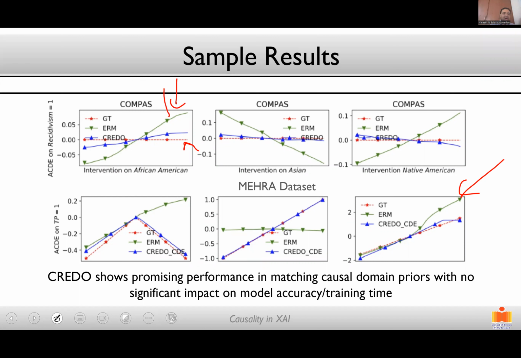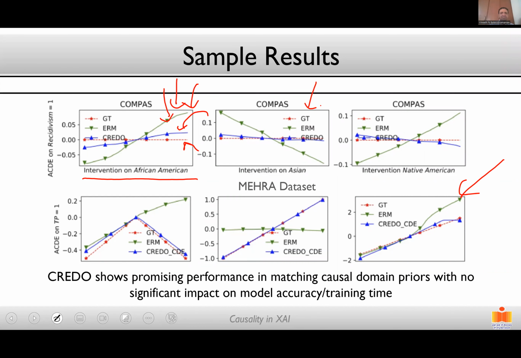If you simply train a model using standard machine learning, which is called ERM, empirical risk minimization, which is the green curve, it shows that that's not actually true. As you increase the amount of African Americans in the data set, there is a higher risk of a person being classified as a criminal. That's what the green curve shows. And we show that using our method, which is the blue curve, we are actually able to control that and bring it closer to how we want it to be, where we want a person being African American not having a direct causal effect on a person being branded a criminal.